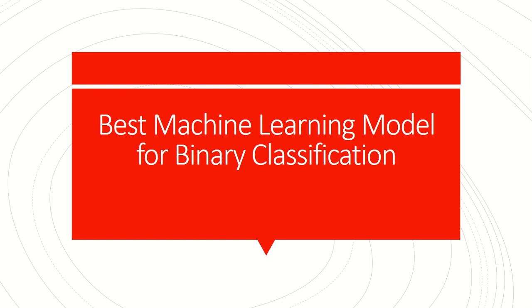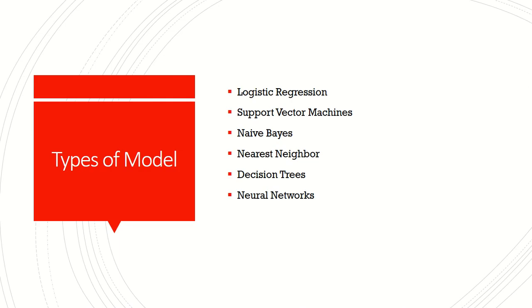So for this session, I have taken a dataset. The dataset is the banking dataset, which is available in Kaggle. So today I'm going to select some basic machine learning algorithms and apply them on the banking dataset. We are going to use logistic regression, support vector machine, Naive Bayes, nearest neighbor, decision tree, and neural network. Let's directly go to the coding session.